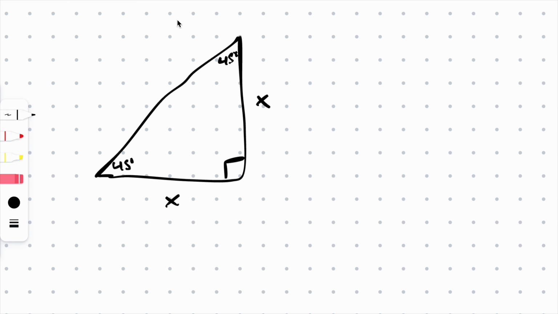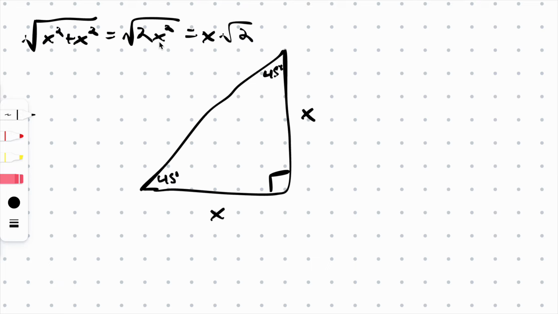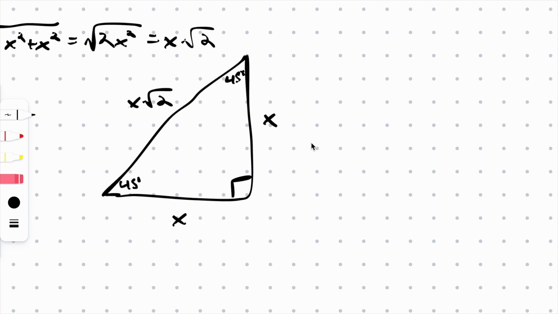And so if we just use the Pythagorean theorem to find our hypotenuse, this is going to be the square root of x squared plus x squared. That's going to be equal to the square root of 2x squared, which is just equal to x root 2, right? The square root of x squared is just x, so we can take that out. So I'm going to write this hypotenuse as x root 2, okay?